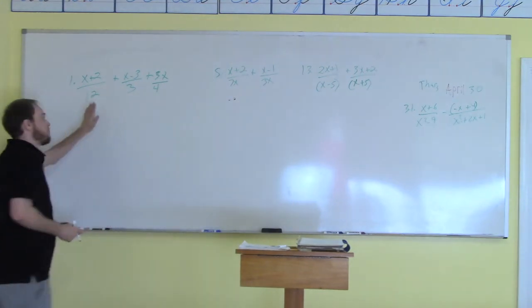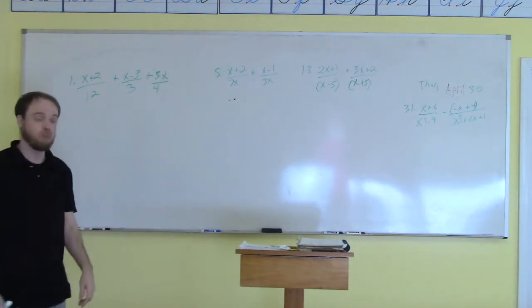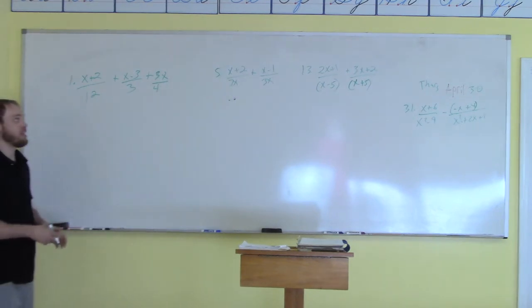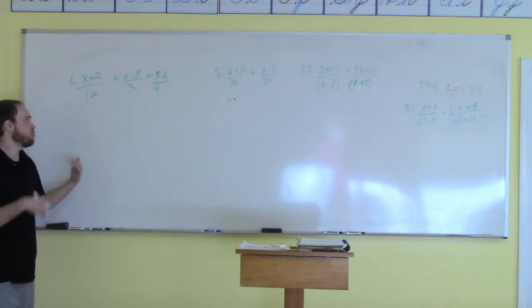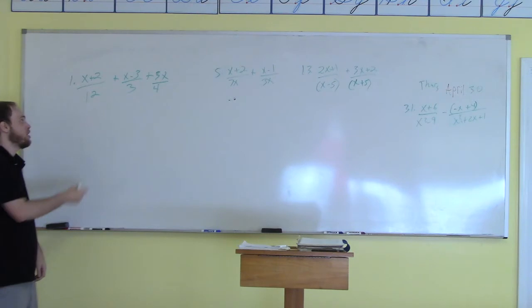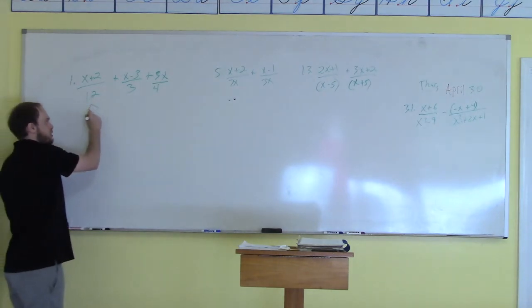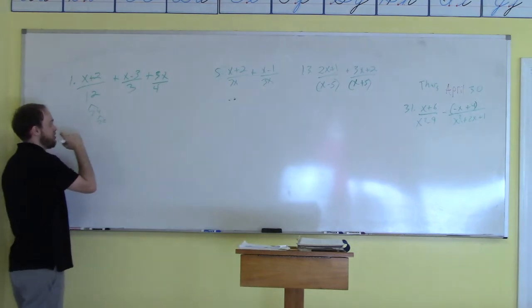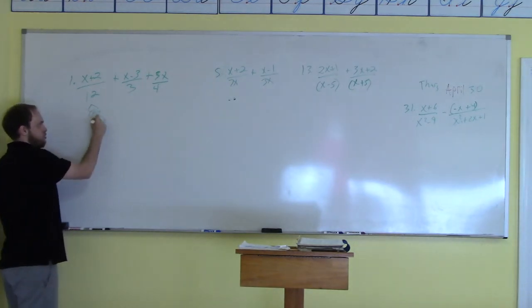For problem number 1, the first thing we have to do is find that common denominator, the least common denominator. You're just going to do the prime factorization of 12, 3, and 4, see which one has the highest count, like we did, and go from there. So 12 is 3 times 4, then 4 is 2 times 2. That means the 12 has a 3, a 2, and a 2.